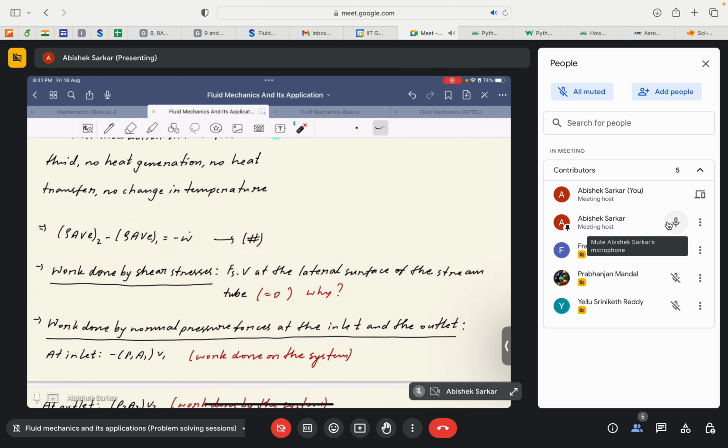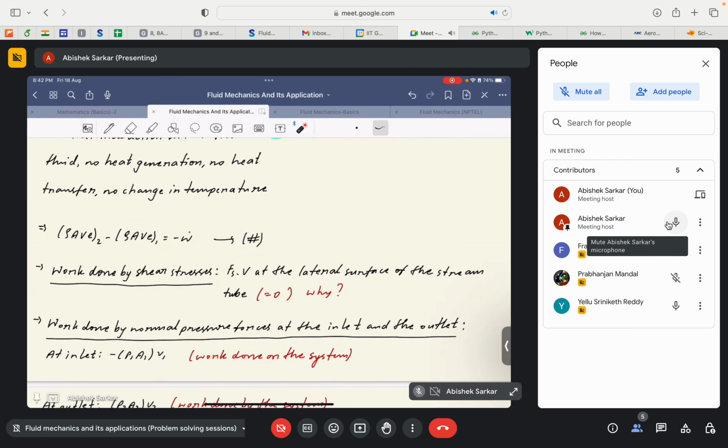And also, we may have work done by the shear stresses, but we see that the work done by shear stresses can be neglected. Why? Can anybody please tell? The work done by the shear stresses is equal to 0 in this case. Why? It's a very important result.